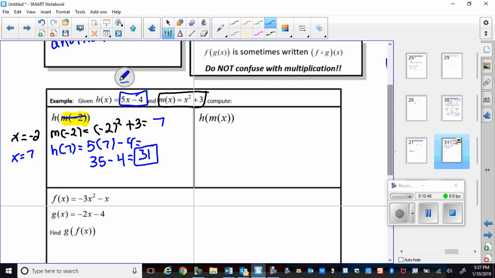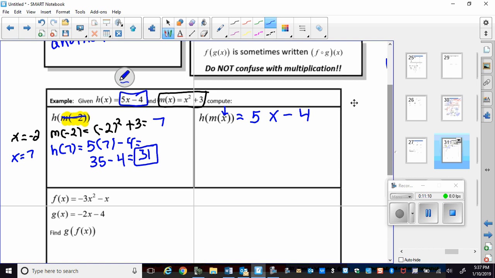Now, h of m of x. How do I find it? Well, I'm replacing m of x. There's no x value to replace here, and I'm inserting it inside of 5x minus 4. So this equals 5x minus 4.